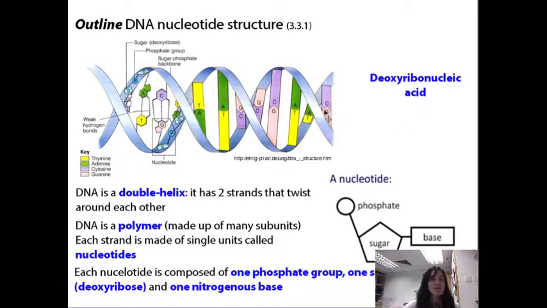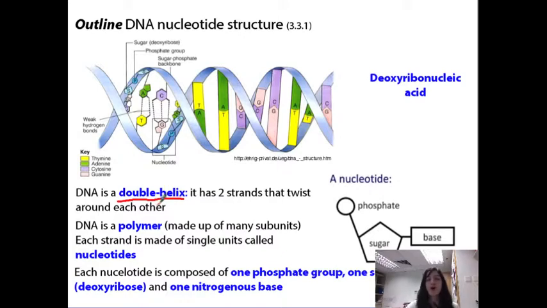So let's look at deoxyribonucleic acid in a little bit more detail. Over here you'll see a picture that you may or may not be familiar with. It's a diagram that you might have seen before, and one of the most important features of DNA is that it seems to be two strands twisted around each other. In biology we call that a double helix. So DNA is a double helix, meaning that it's two strands twisted around each other.